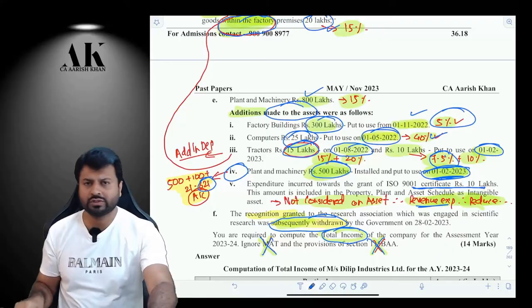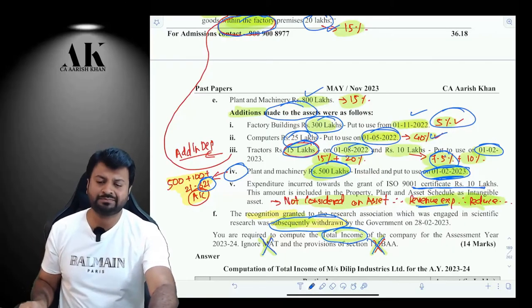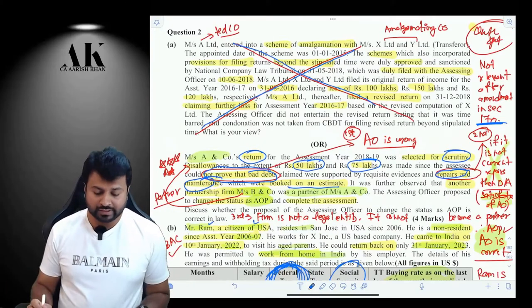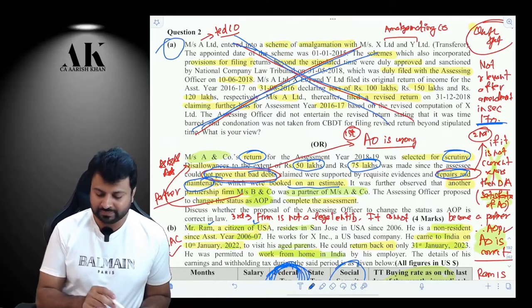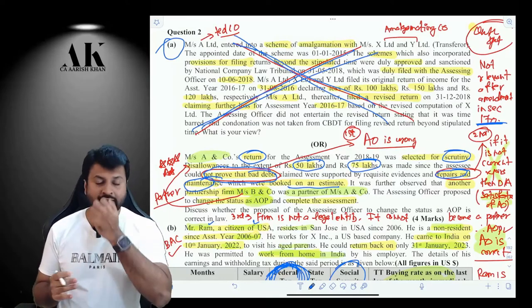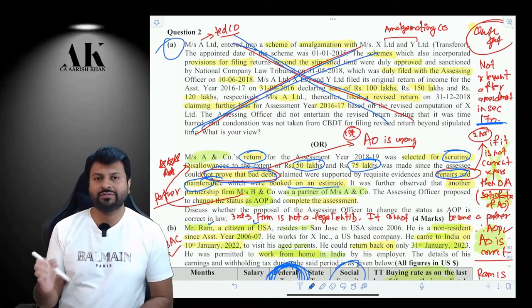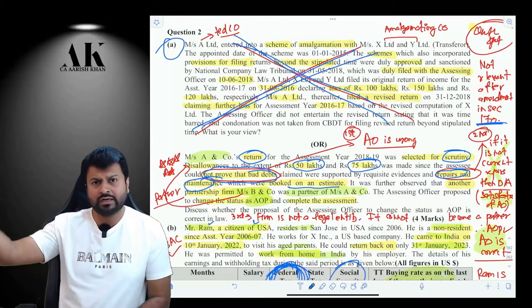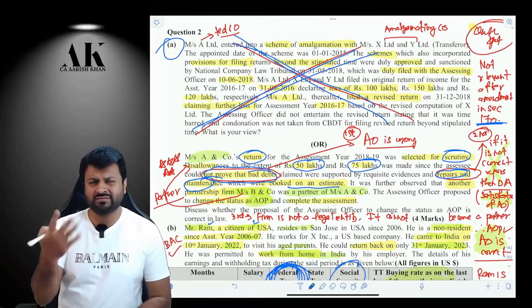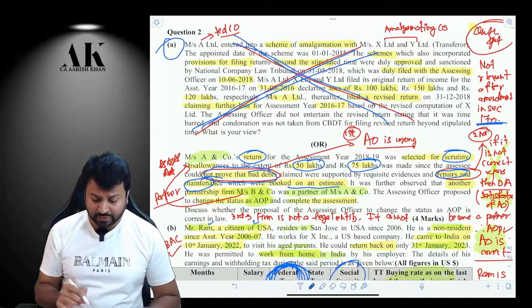And then we'll move on with the next question. We don't have to compute the tax liability over here. So let's move on to the next question. The very first question over here is based on some amendments made by Finance Act 2022 under Section 170 and 170A. So accordingly, you have to go through that amendment and solve this question. This question as of now is not much relevant to us. Okay. Let's move on to the second part of this question.